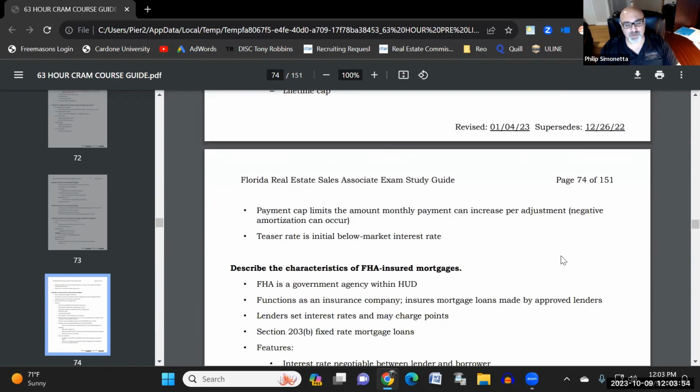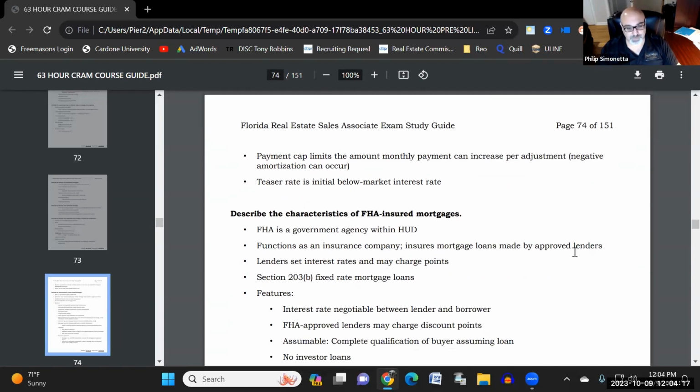Payment cap limits the amount the monthly payment can increase per adjustment. However, like I just said, negative amortization can occur. There's a teaser rate, which is initially below the market interest rate. Like right now on an ARM, it's a little bit less than what your rate would be on a fixed, because they want to get you into that. They give you a better rate. And then hopefully the interest rate comes down for you, but it could go up as well.